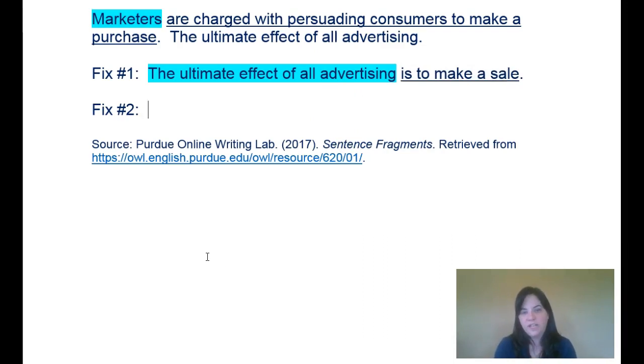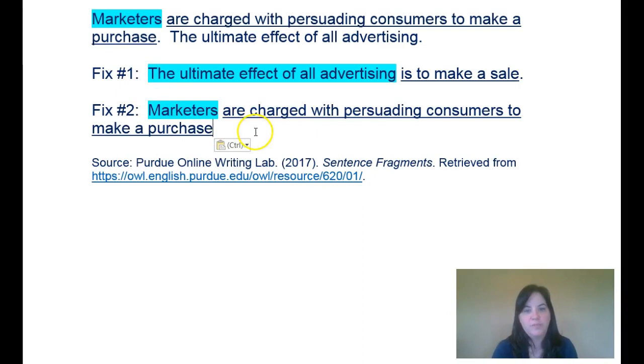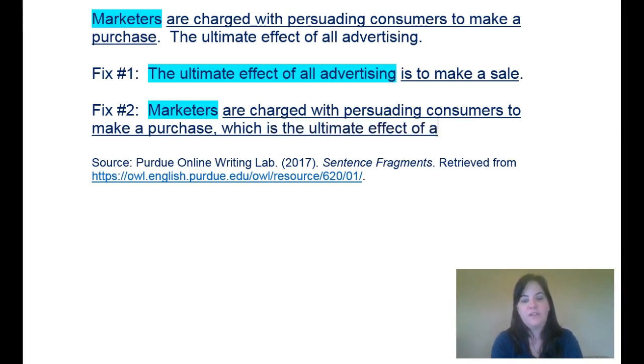The second way that I can fix the fragment is to add it to my complete sentence. So to do that, I'm going to take this first complete sentence, marketers are charged with persuading consumers to make a purchase, and I'm going to add the next sentence to it with the connecting word which. And so this is going to say, marketers are charged with persuading consumers to make a purchase, which is the ultimate effect of advertising. And so now my subject is still marketers, but the whole rest of that is my predicate.